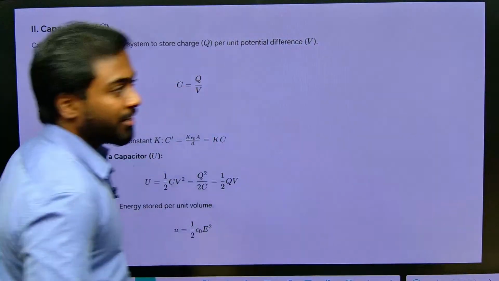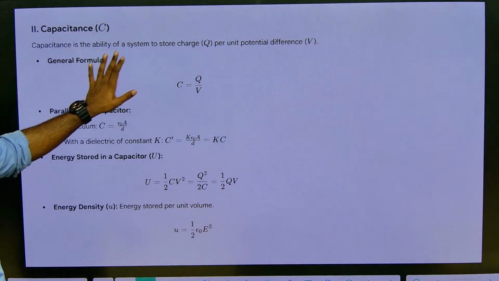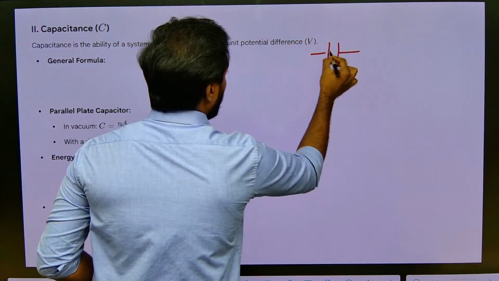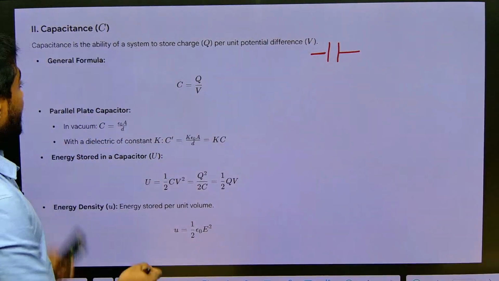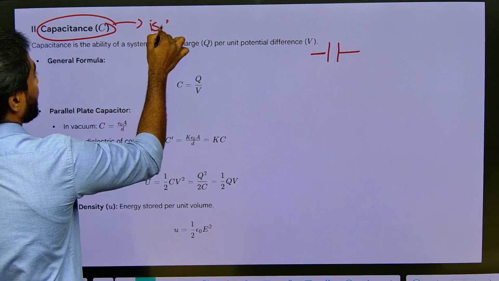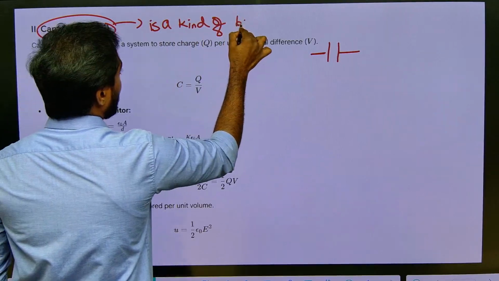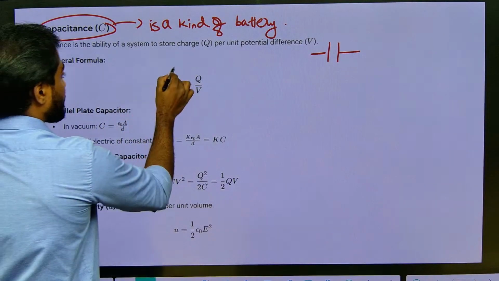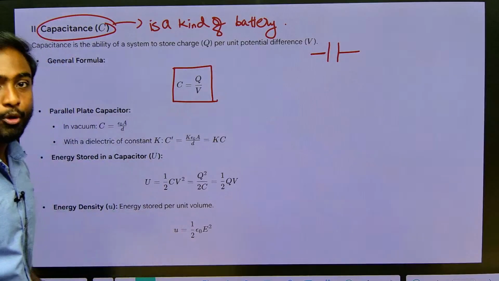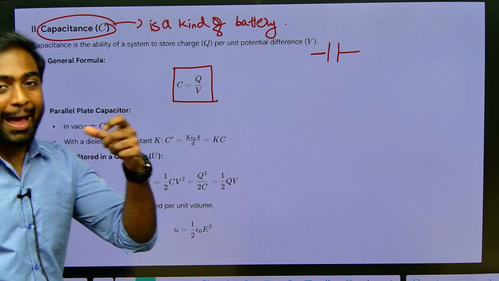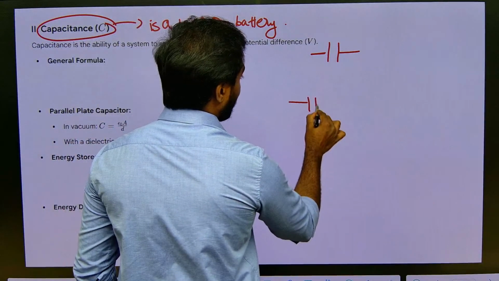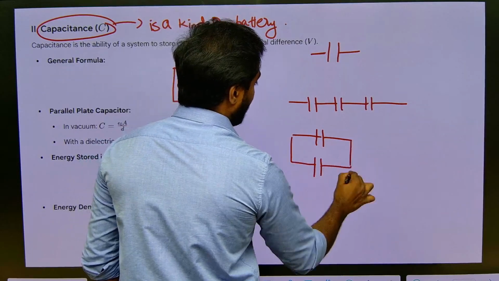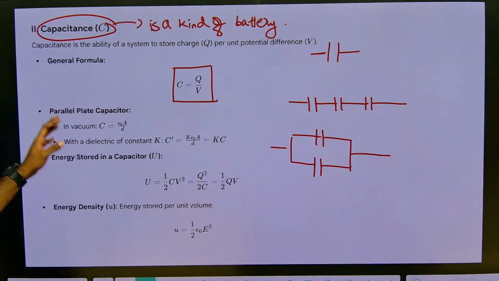So the next thing is capacitance. Capacitance is the ability of a system to store energy, and the symbol looks like this. When we talk about any kind of battery, we can say capacitance is a kind of battery. So the general formula is C equals Q by V, the charge by the potential. Capacitors can be connected in series and also in parallel. That's the thing we are going to see here.